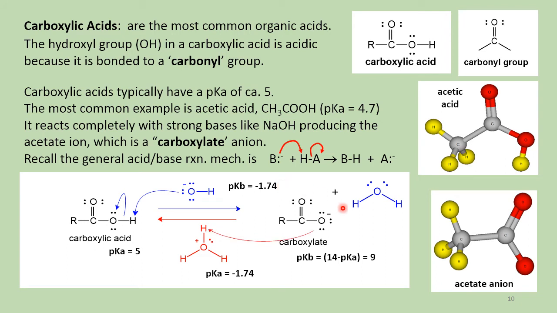In any case, here's the reaction mechanism. Our base donates a pair of electrons to the acidic hydrogen. Hydrogen is monovalent. It has to break a bond with the hydronium ion to form the bond with the carboxylate. So water is produced and the carboxylic acid is reformed.